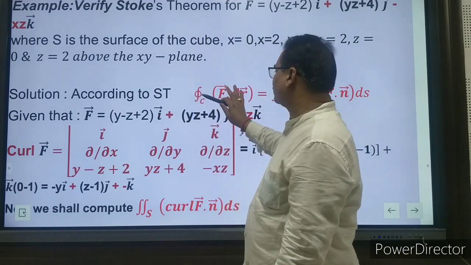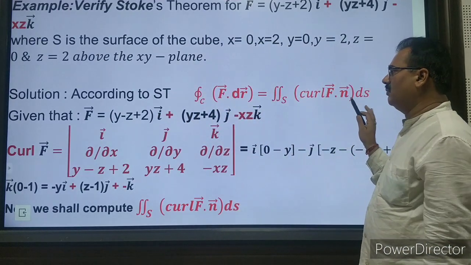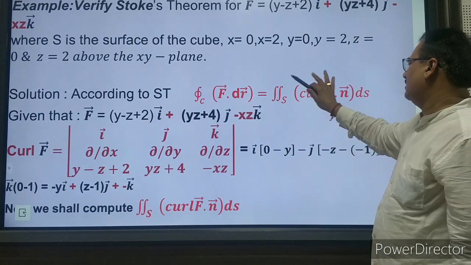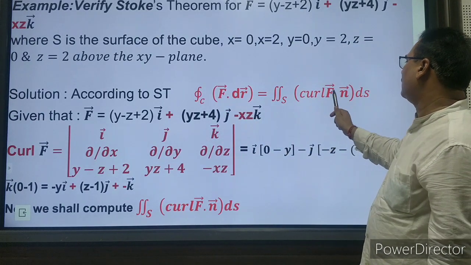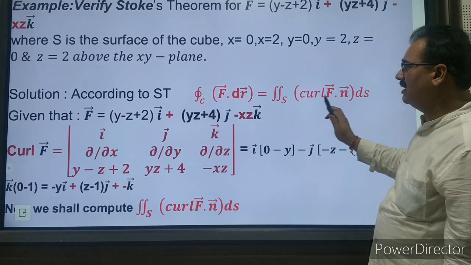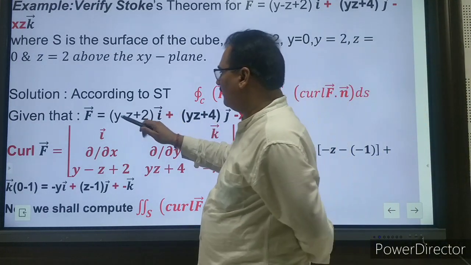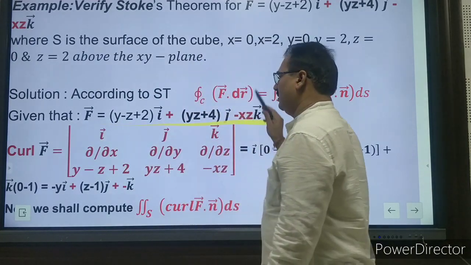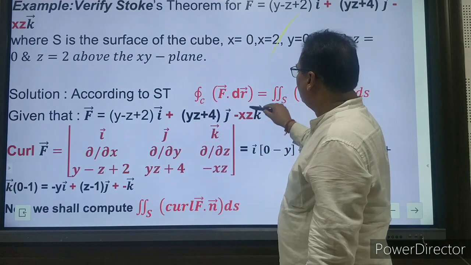Regarding Stokes theorem, first of all, we have to write the statement. That is, the line integral over the closed curve C of F · dr is equal to the surface integral over S of (curl F) · n dS. Then you calculate what is F, what is given. F is already given here as part of the given condition.